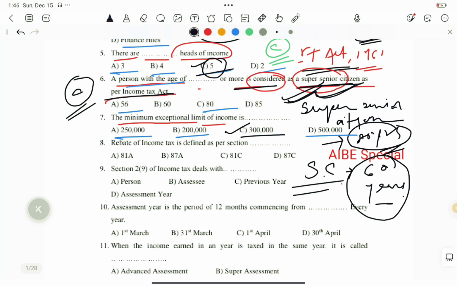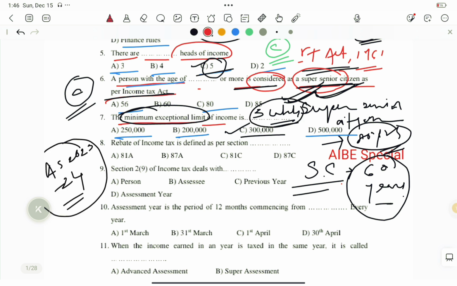That means option C, that is 3 lakhs. That means the minimum exemption limit of income is 3 lakhs. Up to 3 lakhs there is no tax. So in this case the correct option would be option C. Okay, so now moving to the next question.